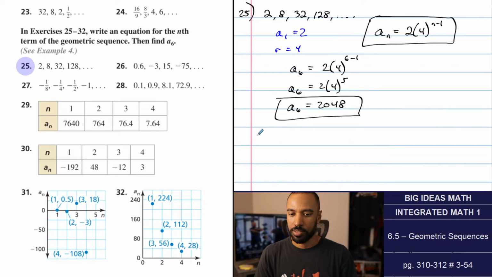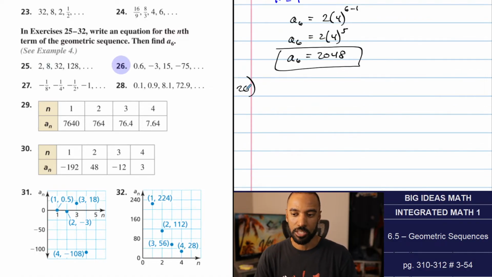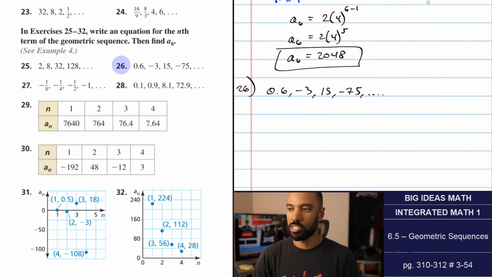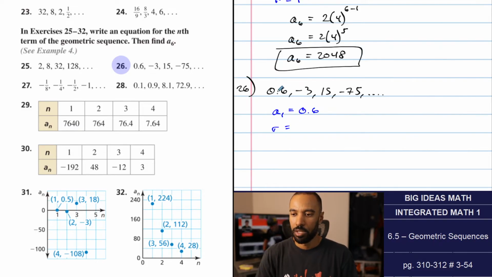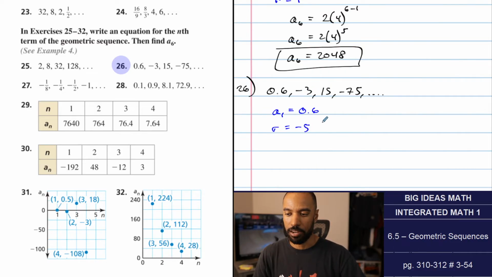Okay, number 26. We have 0.6 as the first term. Note that, and also note that it's a decimal in case our 6th term was a decimal. I don't think it will be. So 0.6, negative 3, 15, and negative 75. If y'all notice, we got alternating signs here. The first term is 0.6, but the common ratio times what? I don't know, but negative 3 times negative 5 is positive 15, so negative 5 here.